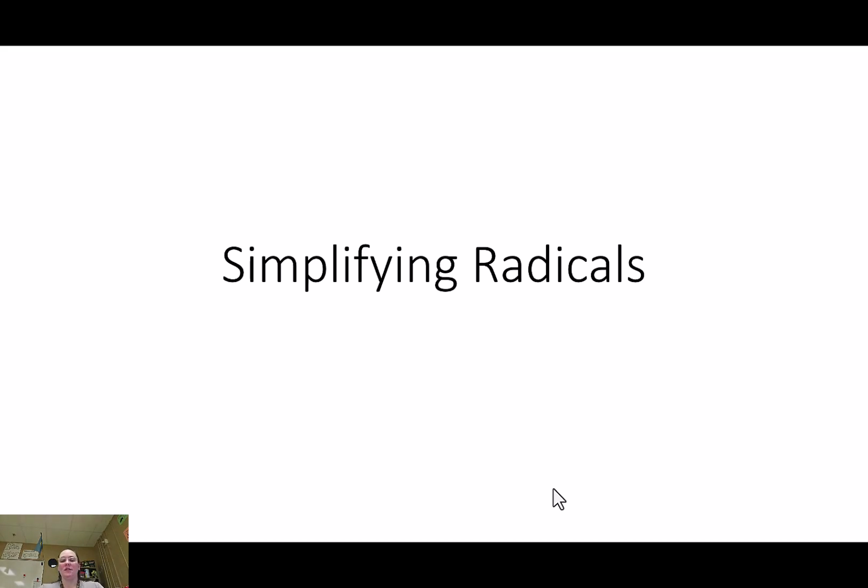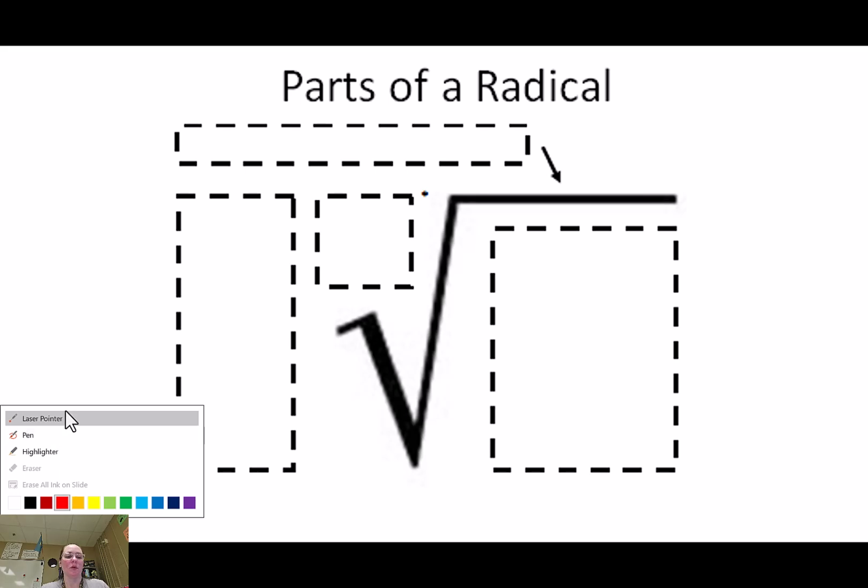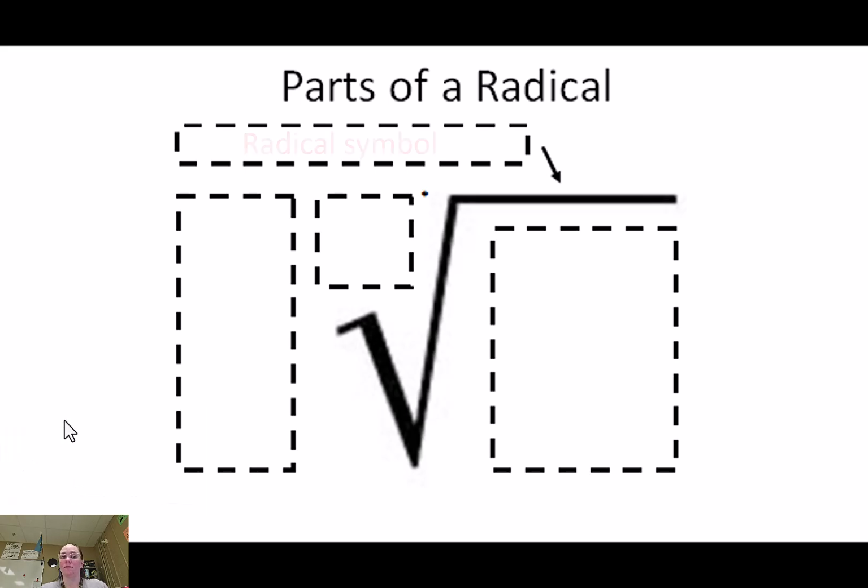All right, good morning. We're going to continue talking about, we're going to start talking about simplifying radicals. So what are radicals? Well, first off, this right here is our radical symbol, okay? Depending on what our number here is will determine what type of radical we'll have. We will be dealing with mostly square roots.